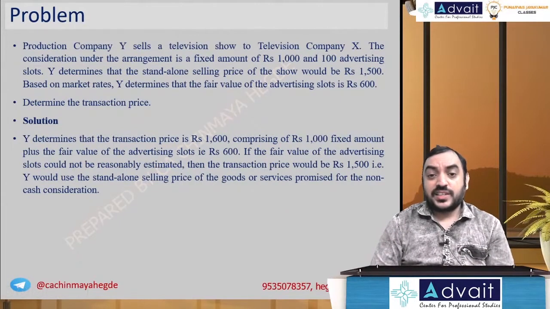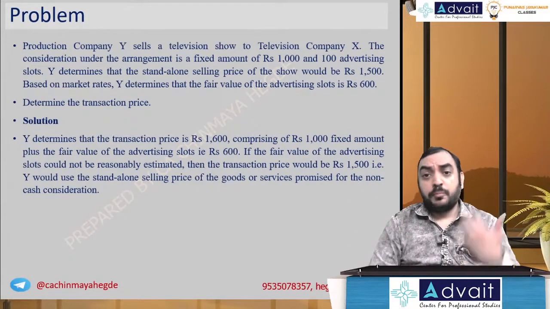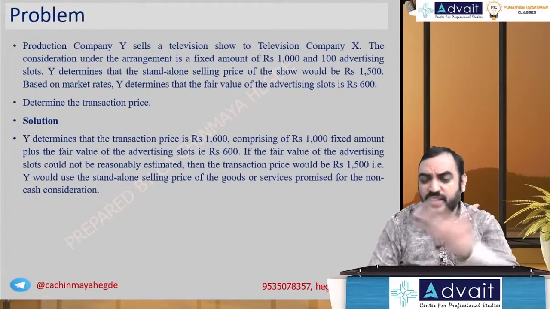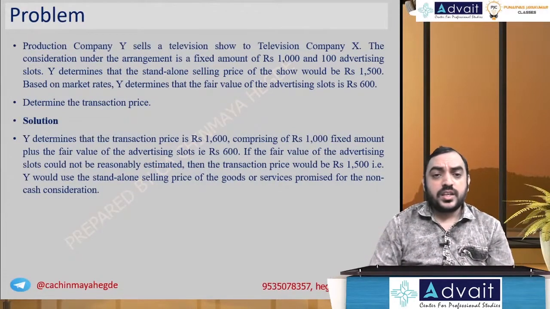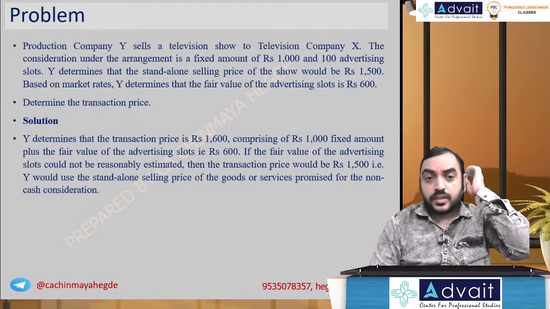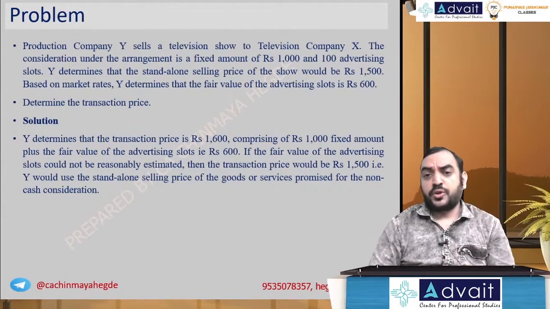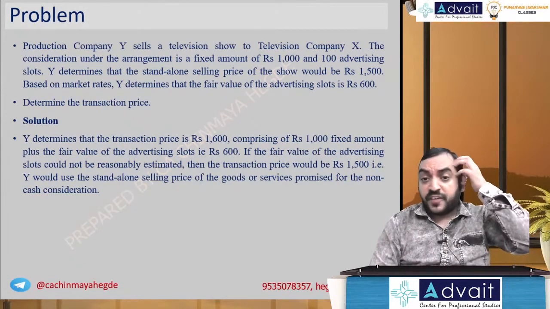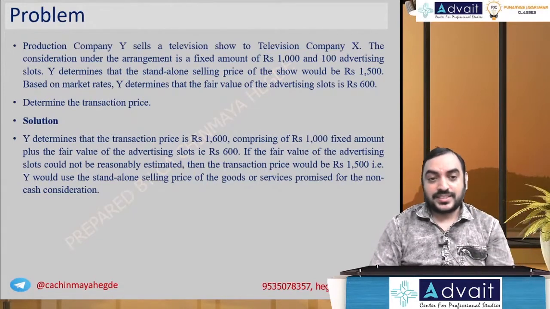Production company Y sells a television show to television company X. Okay, something like a big production house selling to something like Colors TV, Sony TV, Star Plus, something like that. Production company Y sells a television show to television company X. The consideration under the arrangement is a fixed amount of rupees 1,000 and 100 advertising slots. Y determines that the standalone selling price of the show would be 1,500 based on the market rates. Determine the fair value of advertising slots is rupees 600.